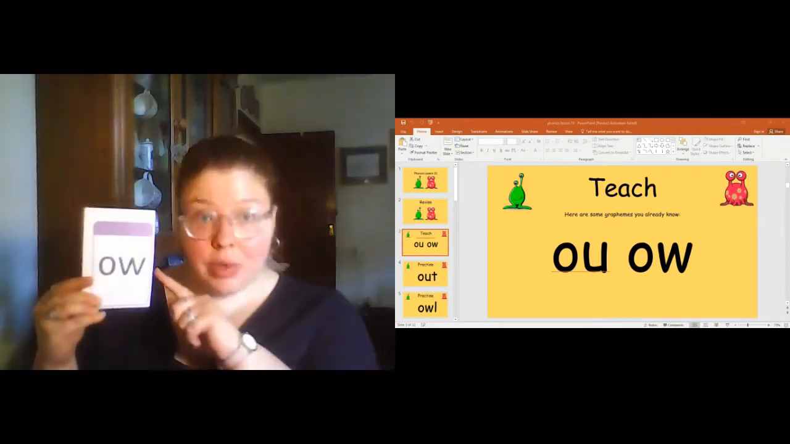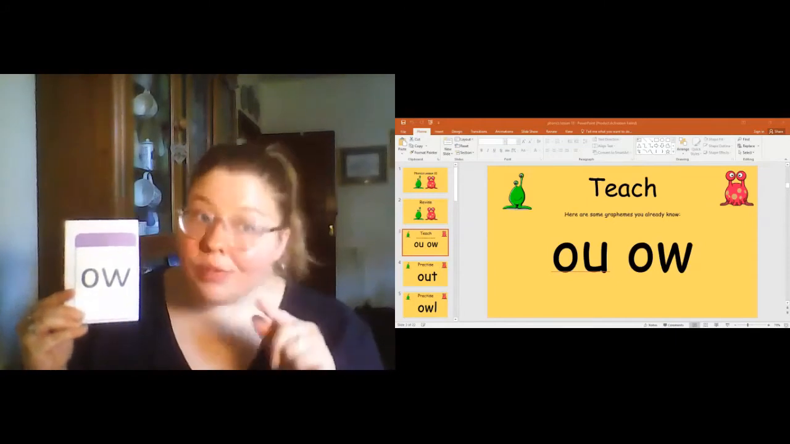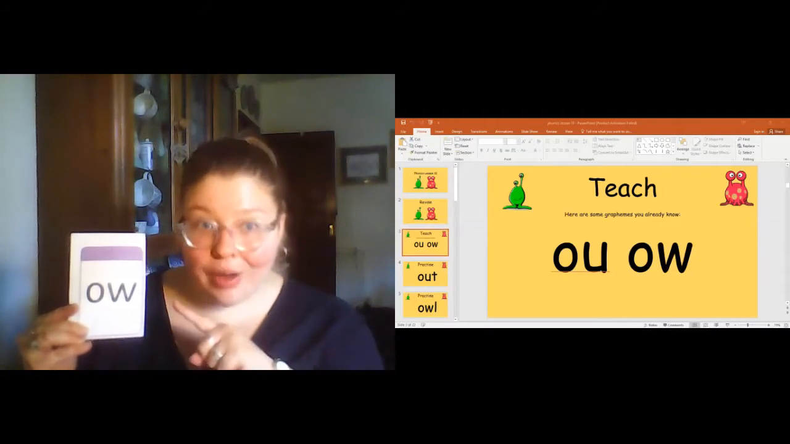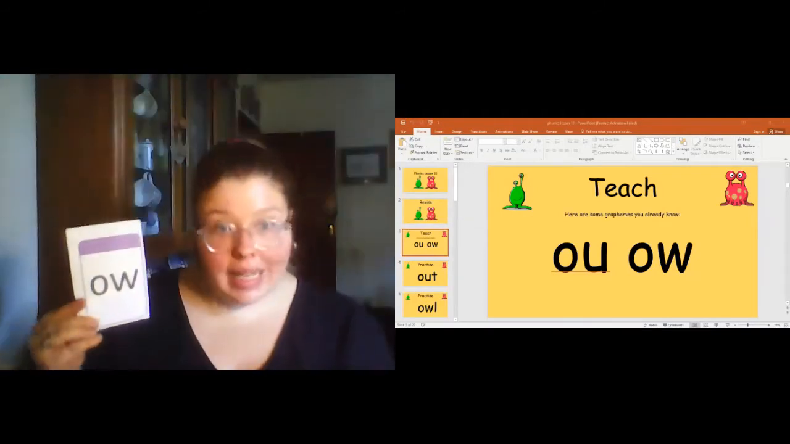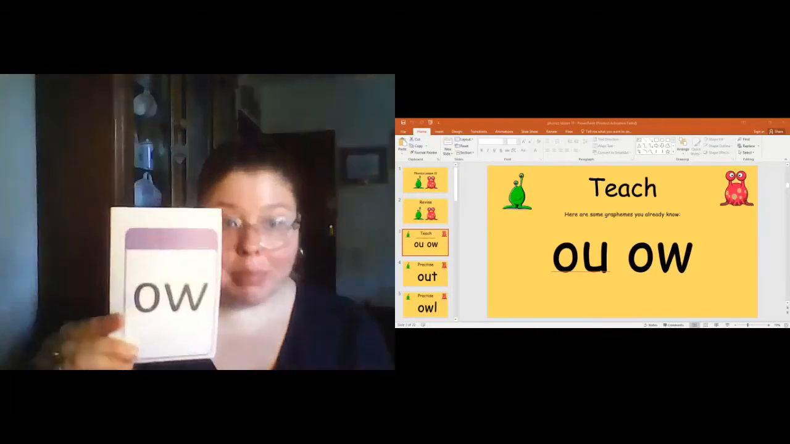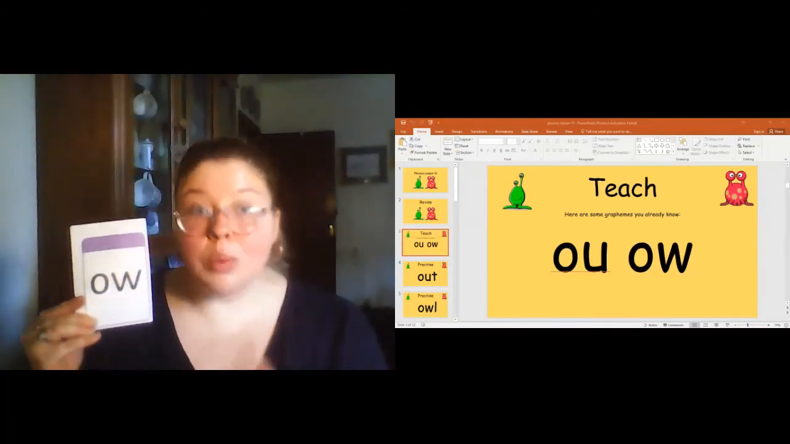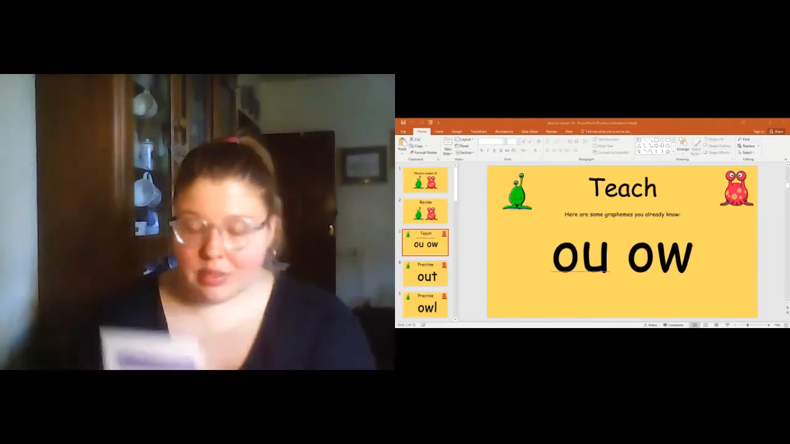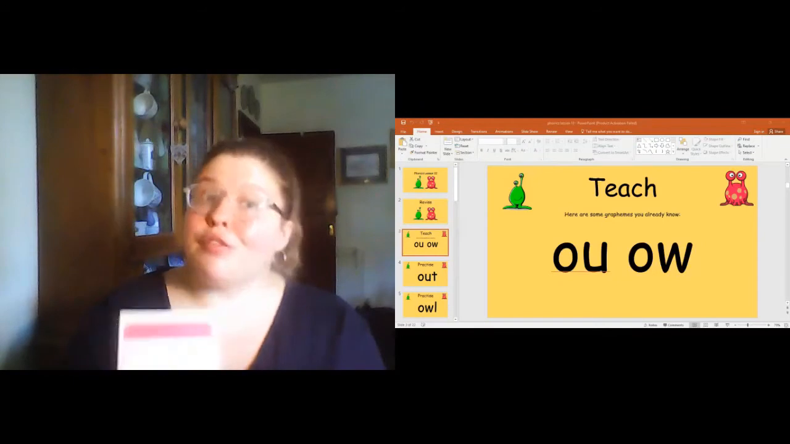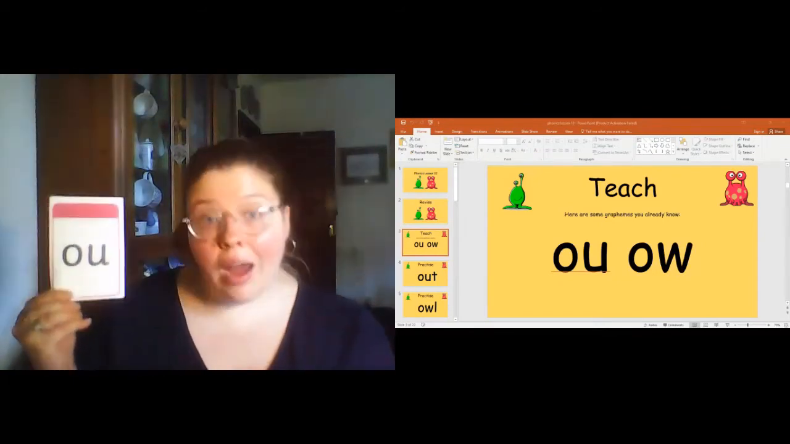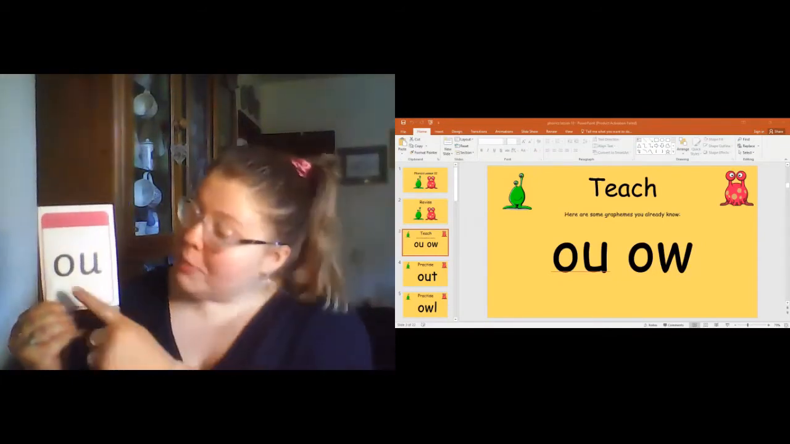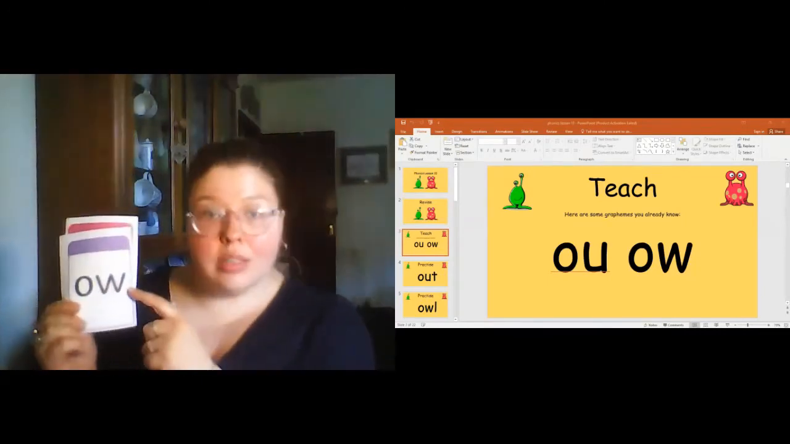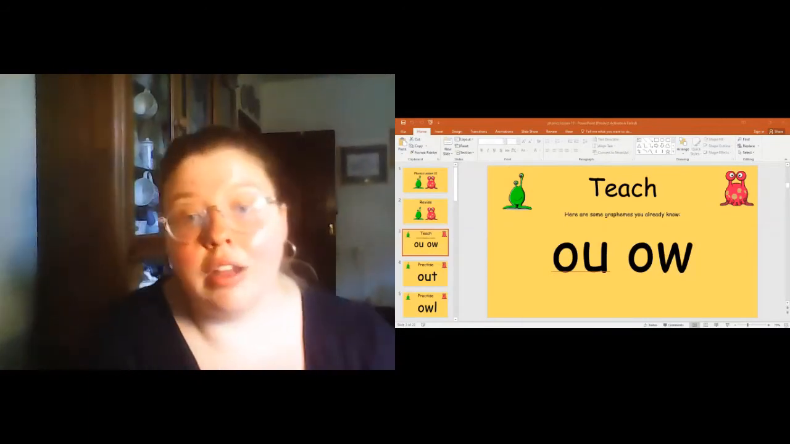Now, if we look at this one, this ow, we have learnt previously that this ow also makes the O sound. So it makes ow as in cow and O as in blow. But today we are focusing on it when it makes the ow sound. And our second one is a phase 5 ow. Ow as in house. And it's made up of the letters O-U, whereas the other one is made up of the letters O-W.